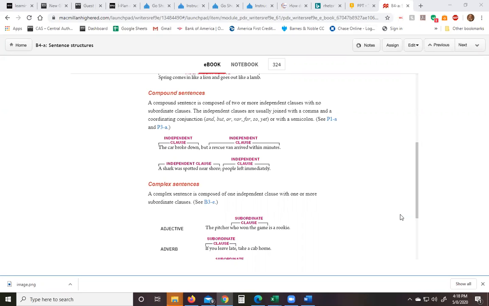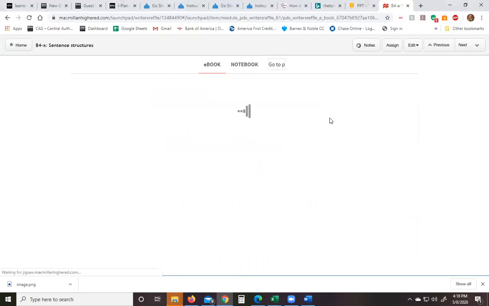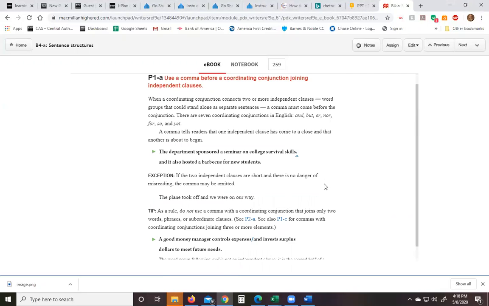Independent clauses are usually joined with a comma and a coordinating conjunction, and they list them there, or with a semicolon. So we're going to go to these other ones, these things where they say see. We'll start first with when a coordinating conjunction connects two or more independent clauses, that is, word groups that could stand alone as separate sentences, a comma must come before the conjunction. And there are only 7 coordinating conjunctions in English.